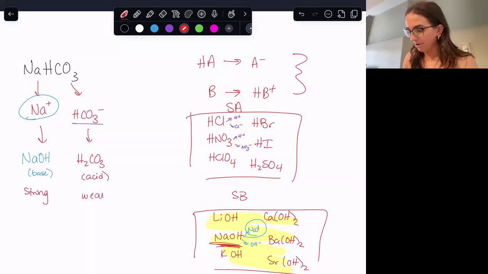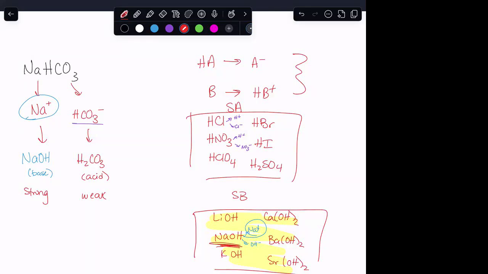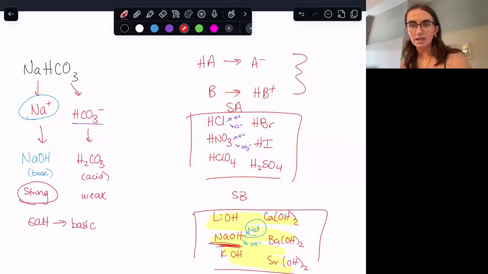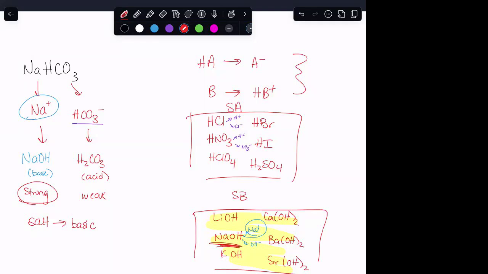So if we have a strong base and a weak acid, which one's going to win the arm wrestle? The strong base or the weak acid? Strong base. Strong base is going to win, which means that our salt is going to be basic. That basic component is stronger than the acidic component, therefore making it a basic salt. Okay, do we see where that came from?